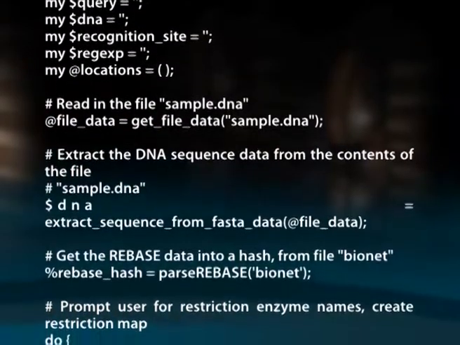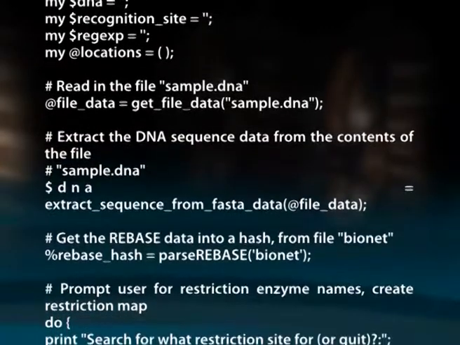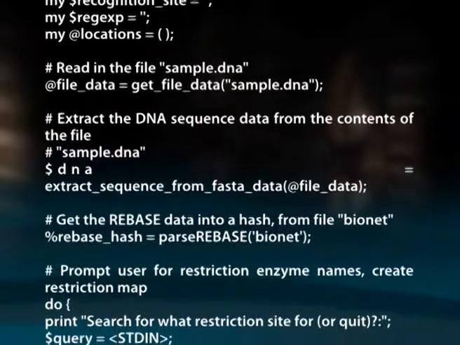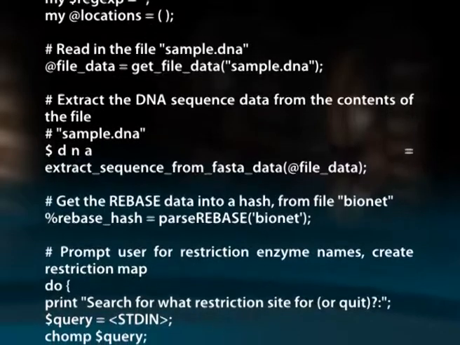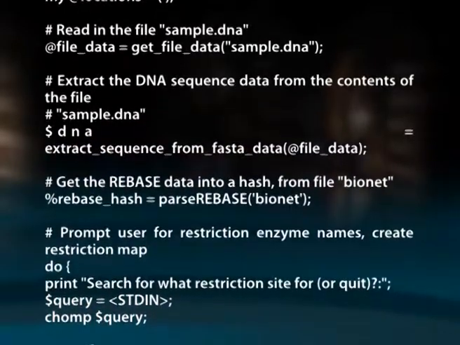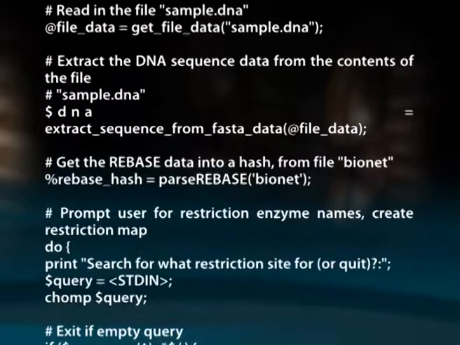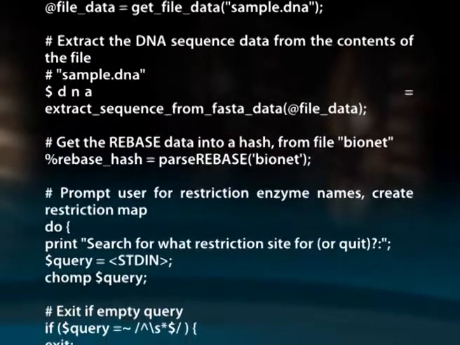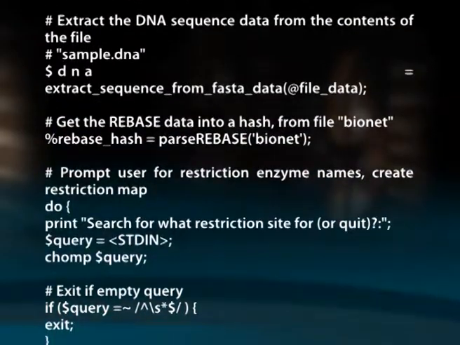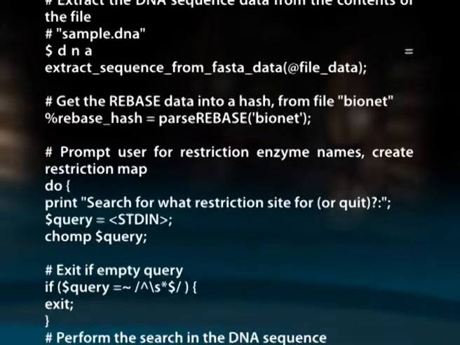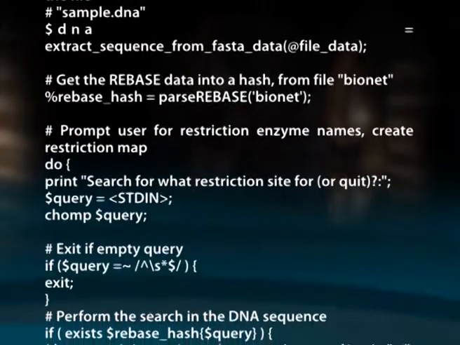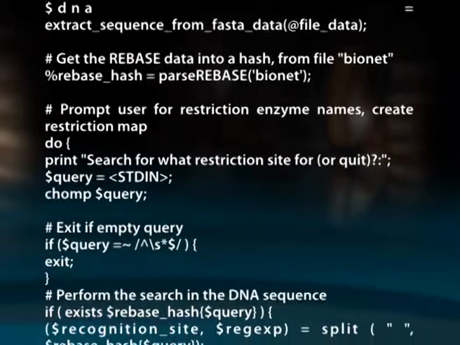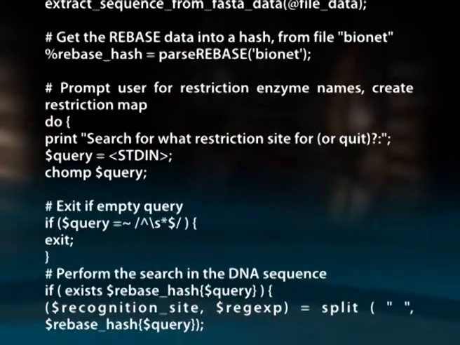Then prompt user for restriction enzyme names and create restriction map. For this do print search for what restriction site or quit. The value entered by the user is assigned to the variable query. Then chomp $query and exit if empty query. If query equals regular expression space, then exit.